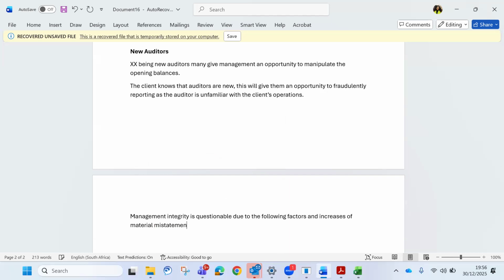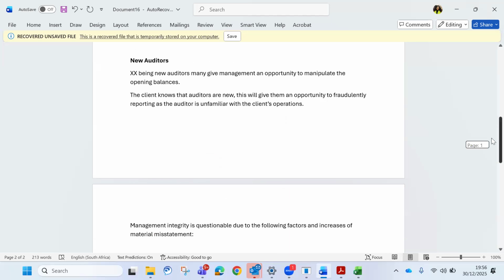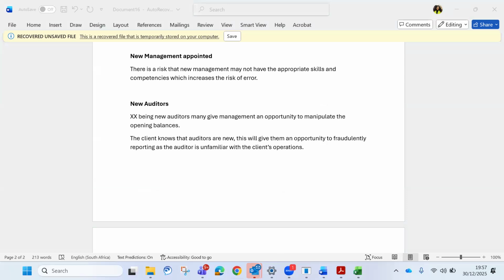Oh, okay. I just want to take you back on the new auditors. Yeah, let's go. On the new auditors, what if the audit team that is assigned to the client doesn't have the necessary skills and experience to carry out the audit? Oh, you mean the audit team? Yes, the audit team itself.